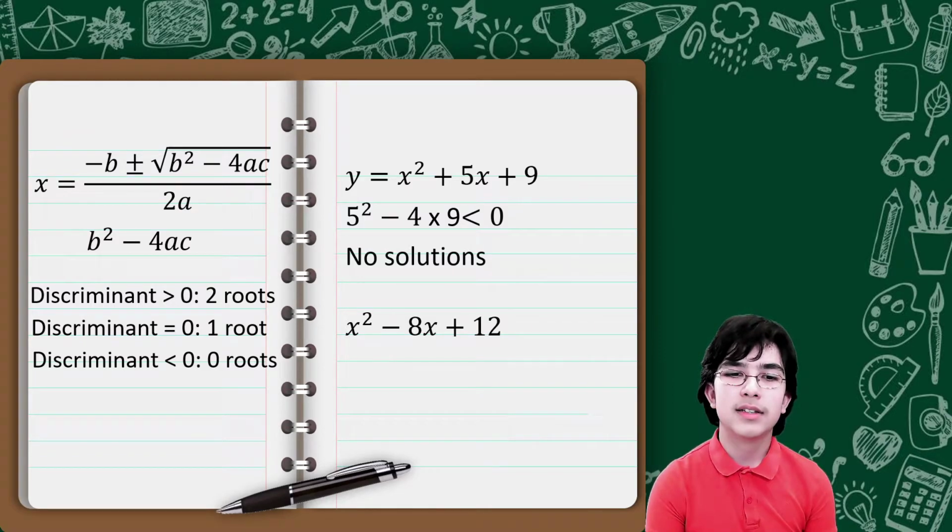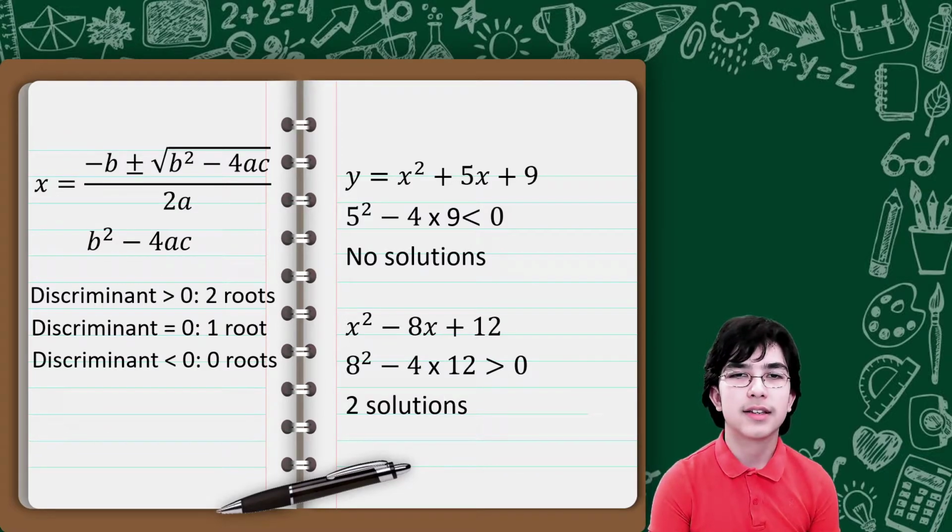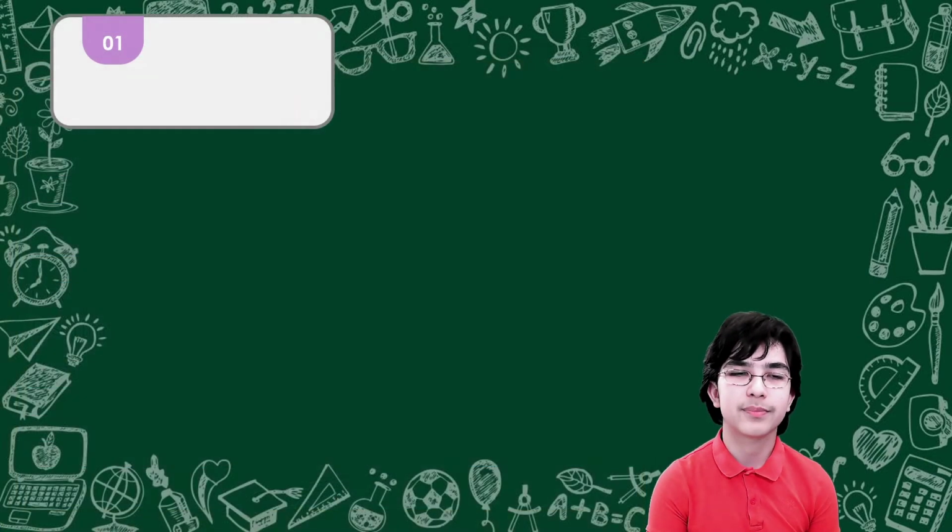And taking x squared minus 8x plus 12, b squared minus 4ac, 8 squared minus 4 times 12 is above 0, so there will be two solutions. And if you went onto a calculator and tried to work it out for yourself, you would find there are two solutions to the equation.